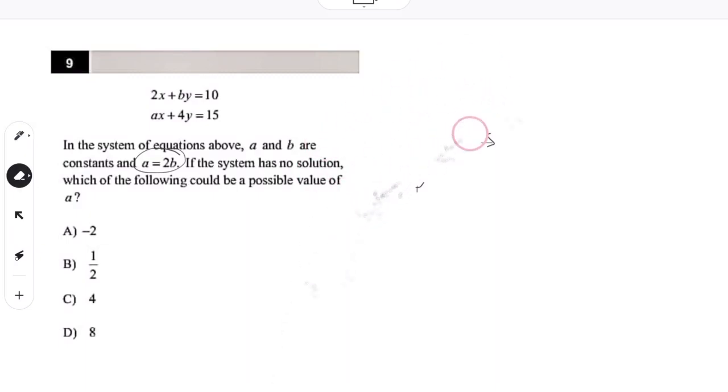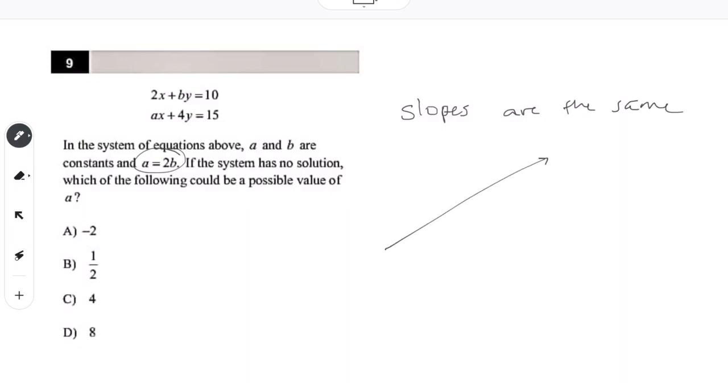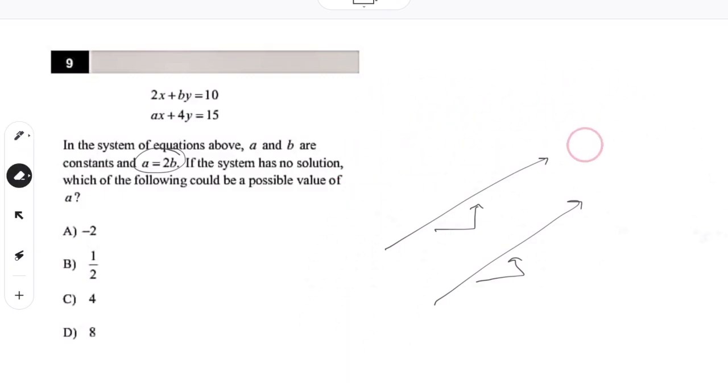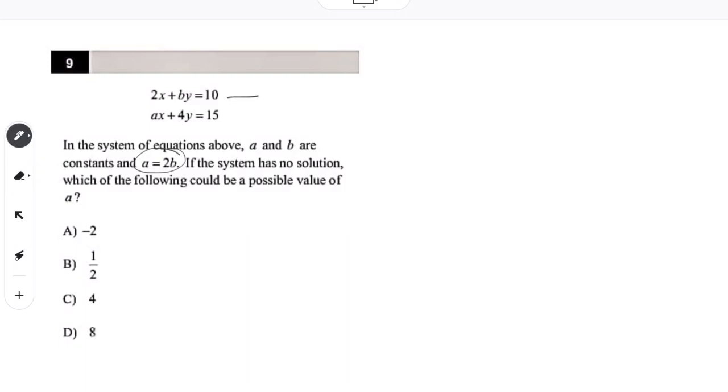And if we know that two lines are parallel, that means that the slopes are the same. Why is that? Because if this line and this line are parallel, that means that they also increase by the same amount. In other words, the slopes are the same exact value. So, in order for us to solve this, we just need to put this into slope-intercept form, solve for the slope, and equalize both of the slopes together.